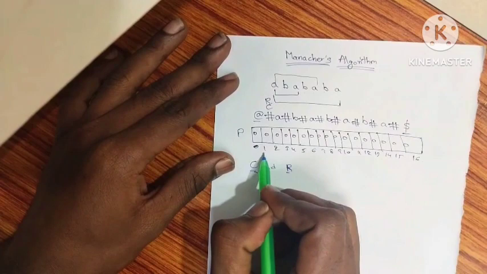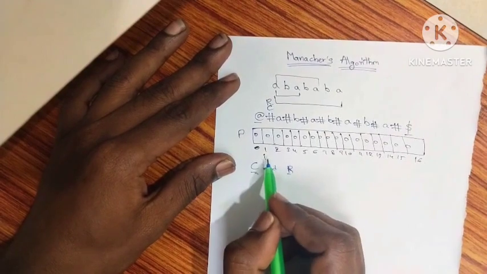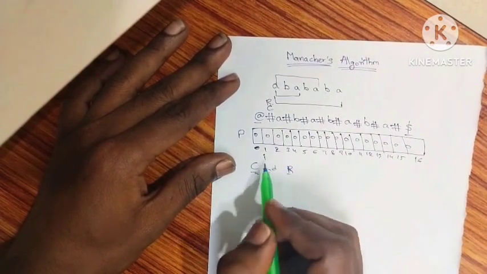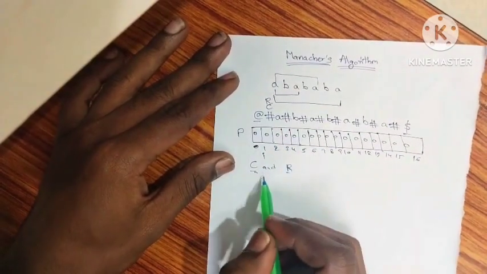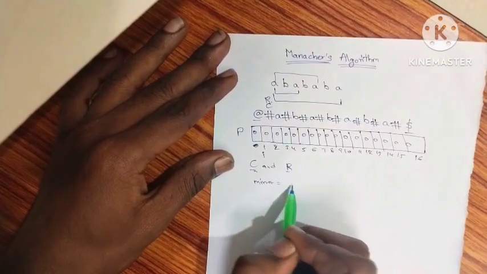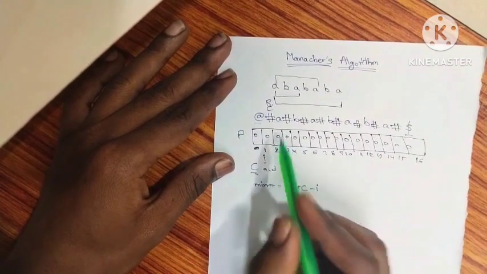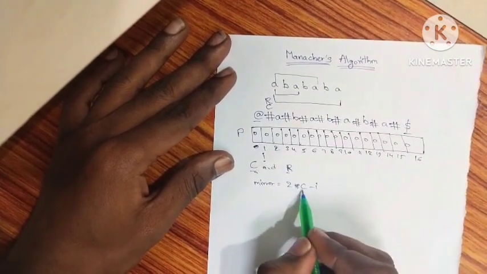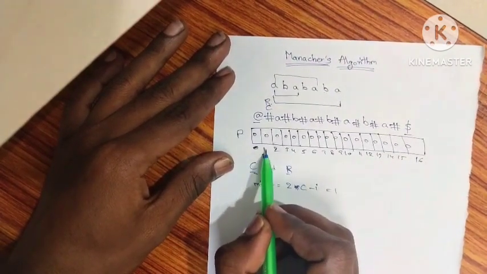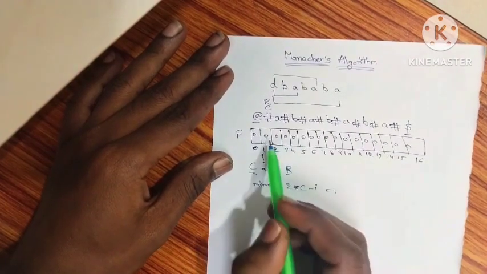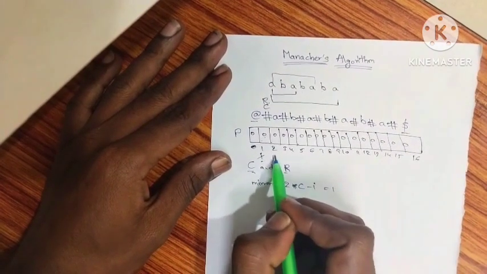As our I is at index 1, now check the mirror position of index 1 centered at C. For that, mirror equals 2 times C minus I. Here our I value is 1 and C value is also 1. So 2 times 1 minus 1 is equal to 1. So here the expansion length is 0, so there is no change. Now move to the next iteration.